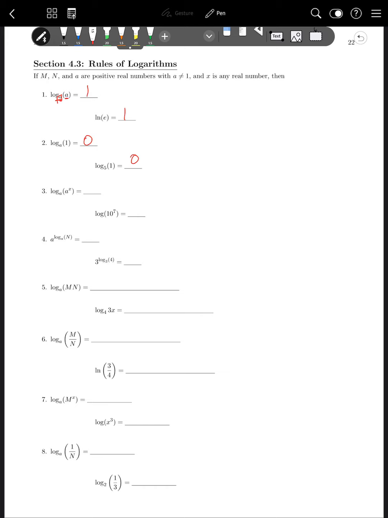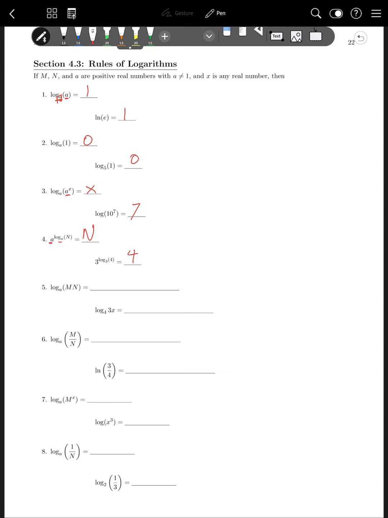Like these examples we've done, if I have the same base on my logarithm and an exponential on the inside, they basically just cancel each other out, because a to what power is a to the x? Well, the answer to that is x. So log, which is log base 10, of 10 to the 7th would just be 7. This also works if I put a logarithm in the exponent. These have the same base, so they cancel each other out, so this would be capital N. So 3 to the log base 3 of 4 would just be 4.